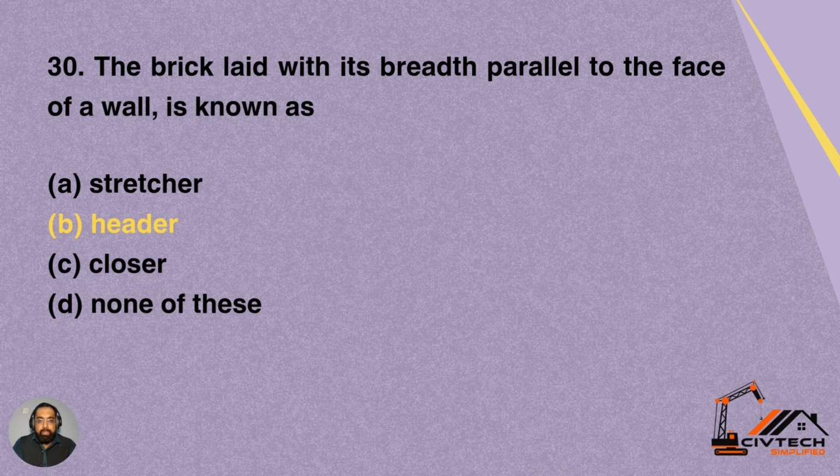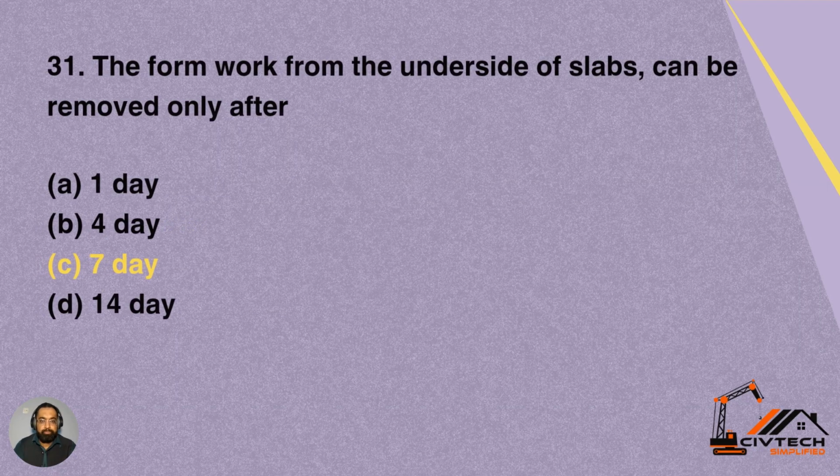Question number 30. The brick laid with its breadth parallel to the face of the wall. When a course is laid and its width or breadth is parallel to the face of the wall, then that course is called: A, stretcher course, B, header course, C, closer, D, none of these. So once the breadth or width is facing toward us, it's a header course. Option B is correct for this question.